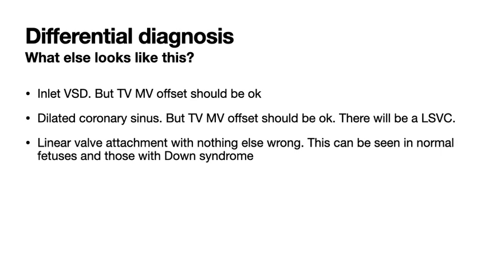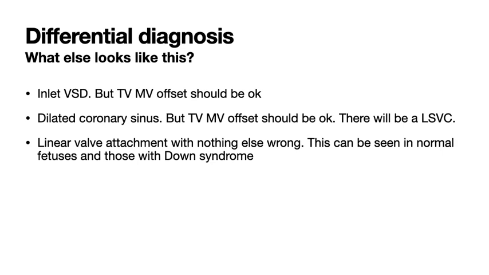Sometimes you can be confused by a dilated coronary sinus. And in those cases, the TV, MV offset should still be okay. But the other thing is, if you suspect maybe this is a coronary sinus, go look for that left SVC, because it will be associated with that.